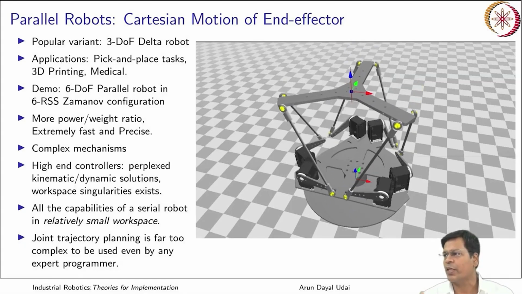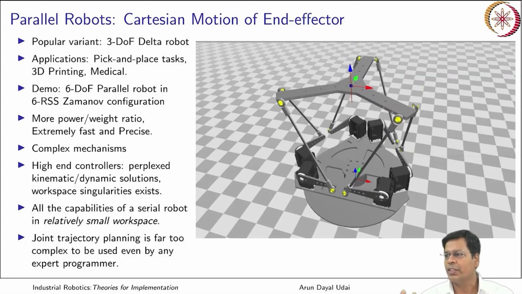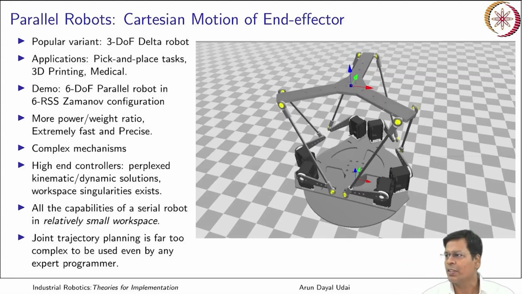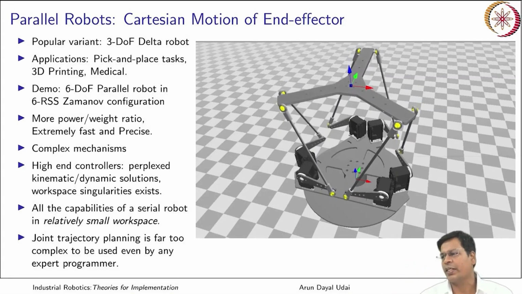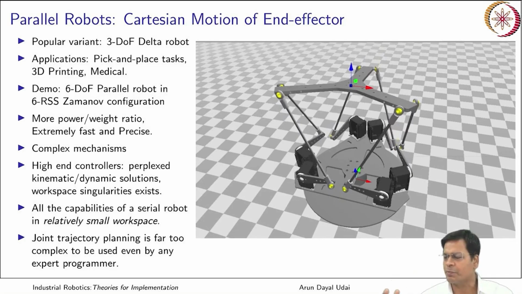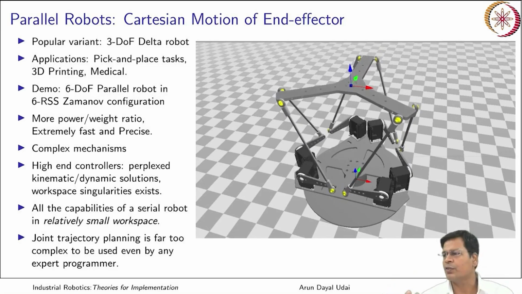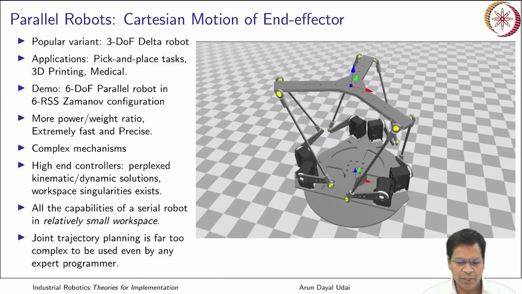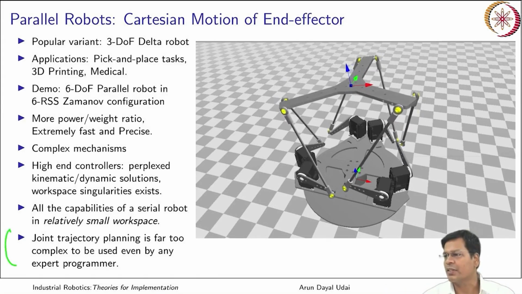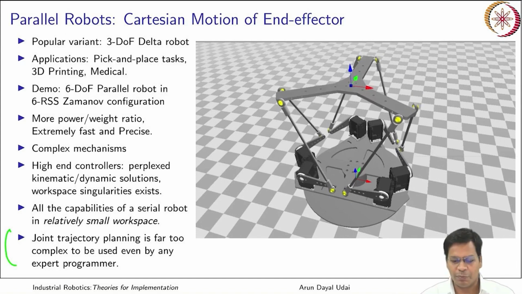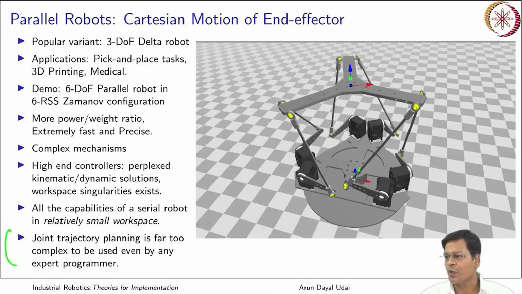You cannot estimate where your end effector will go. It is even more complex compared to your serial robot. Just moving one of the joints can make an arbitrary motion in space that you cannot predict. So even a very good programmer cannot understand that. So joint programming in this case is just excluded. You cannot do that. It is far too complex to be used by any expert programmer also.